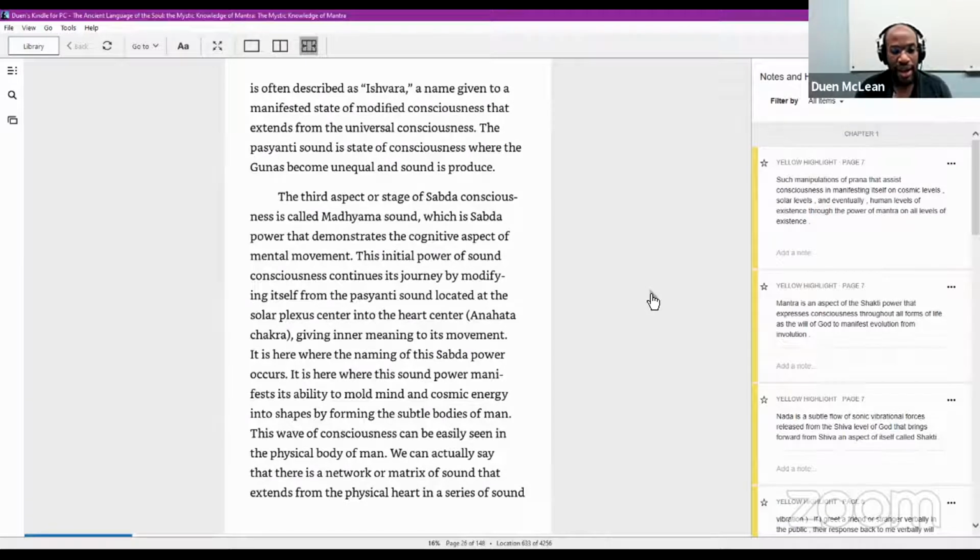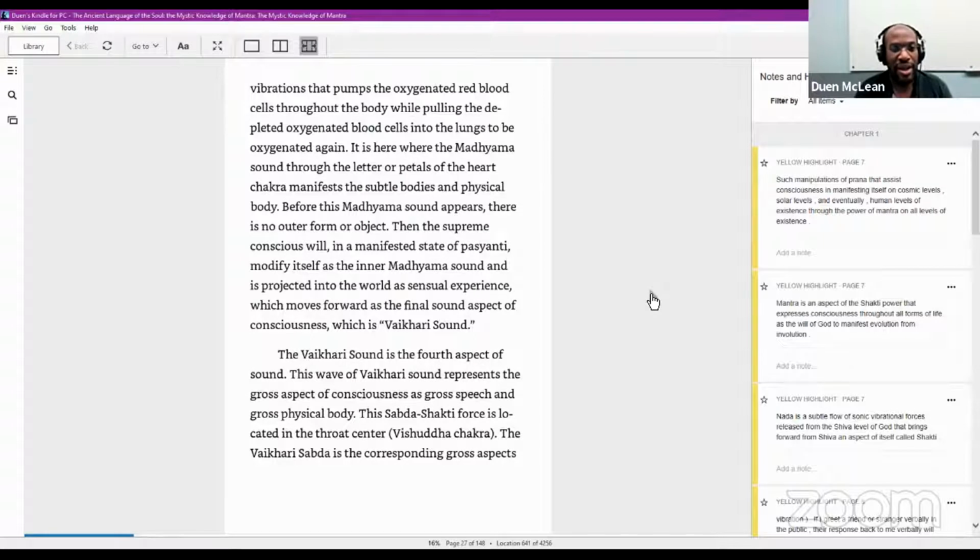This wave of consciousness can be easily seen in the physical body of man. We can actually say that there is a network or matrix of sound that extends from the physical heart in a series of sound vibrations that pumps the oxygenated red blood cells throughout the body while pulling the depleted blood cells into the lungs to be oxygenated again. It is here where the Madhyama sound, through the letters or petals of the heart chakra, manifests these subtle bodies and physical body. Before this Madhyama sound appears, there is no outer form or object.